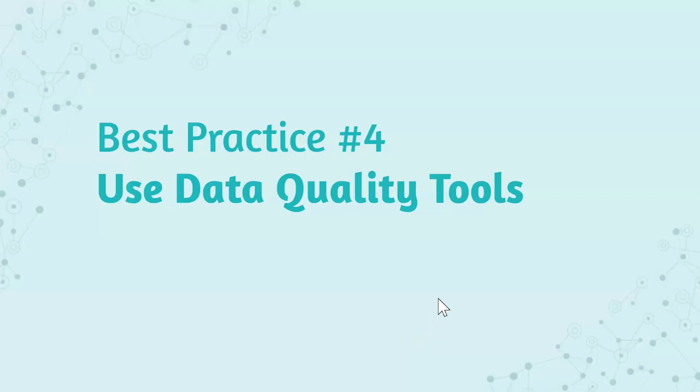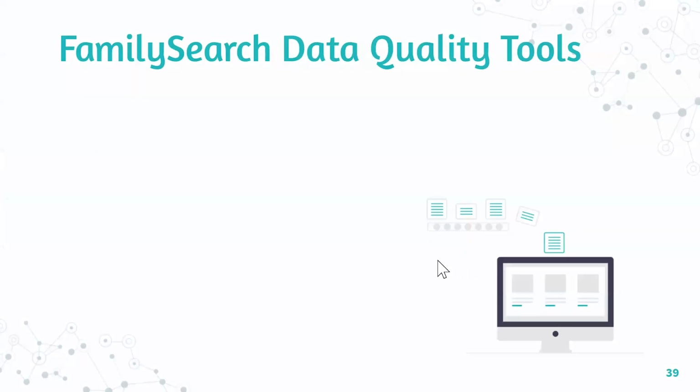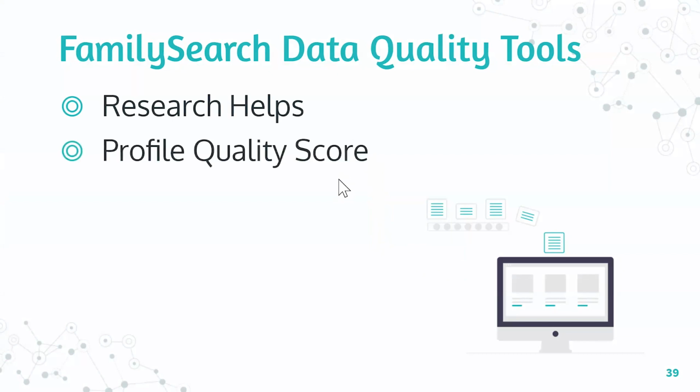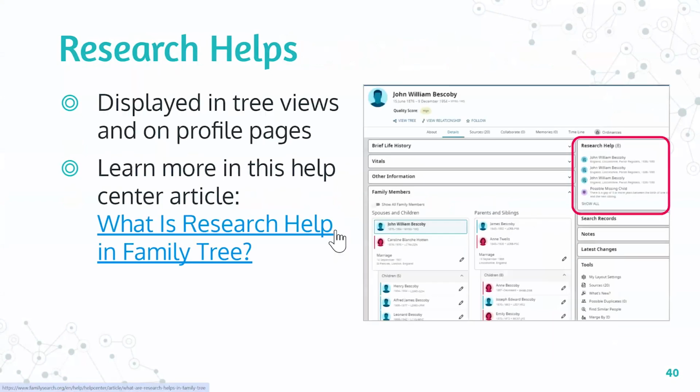Okay, we are to our last best practice here. One of my favorite things is the amazing data quality tools that FamilySearch and others have provided for us. So in FamilySearch, one kind of possibly underappreciated data quality tool is just those research helps that we've already looked at a little bit. Profile quality score. I am such a huge fan of this new profile quality score. And then finally, we've also got a new merge analysis tool. Let's take a quick look, just like a one or two slide look at each of those.